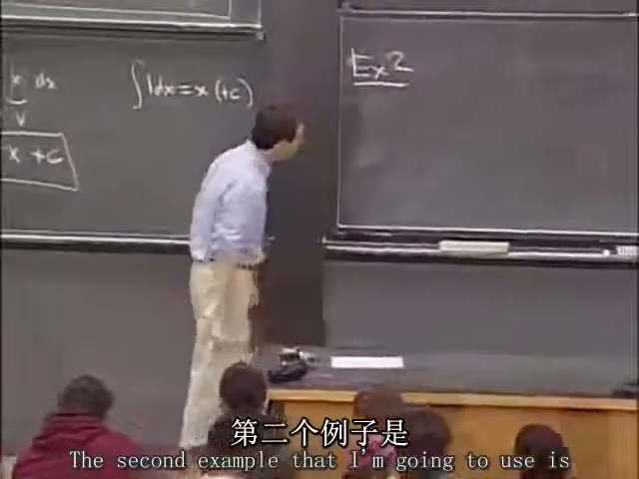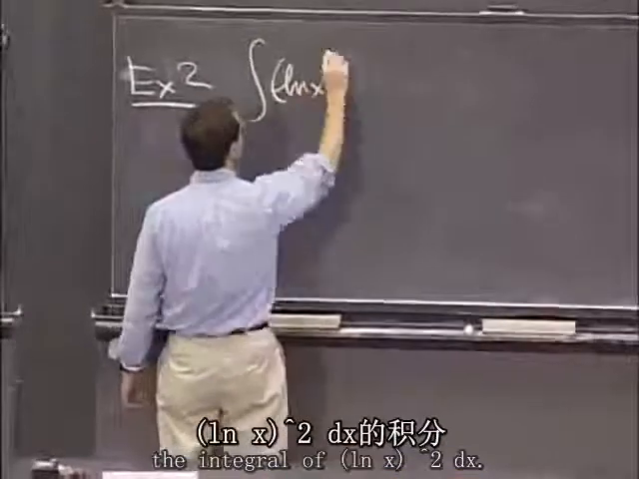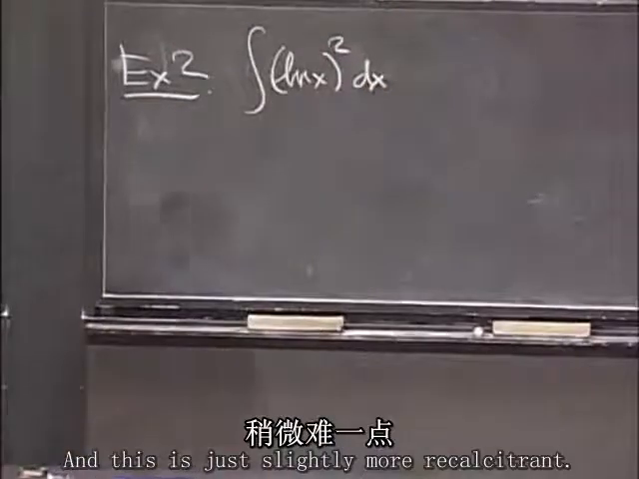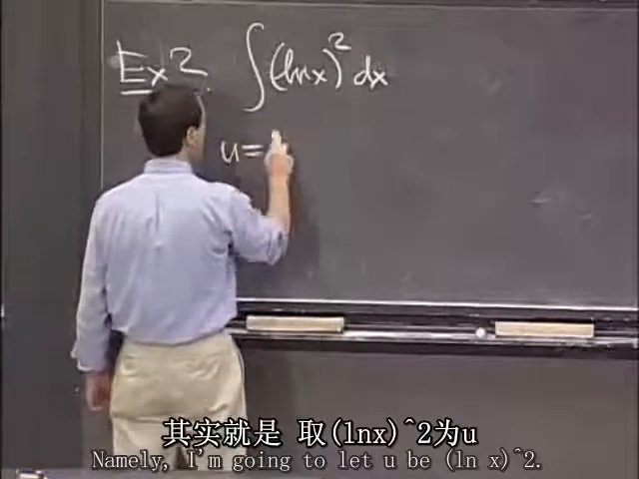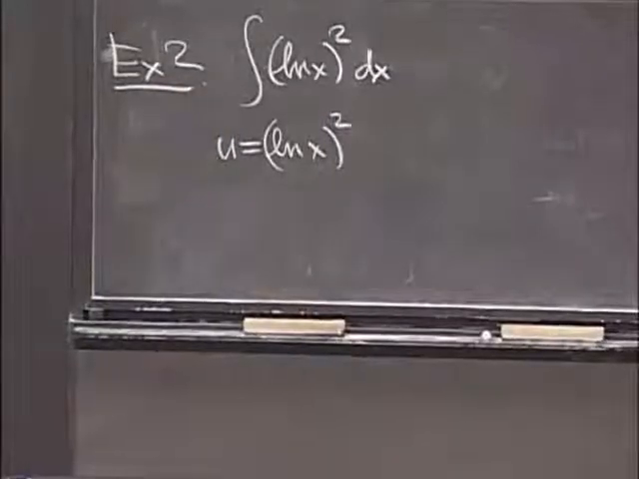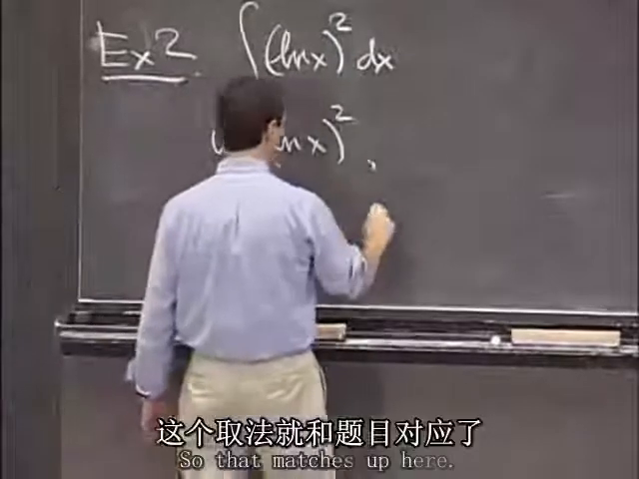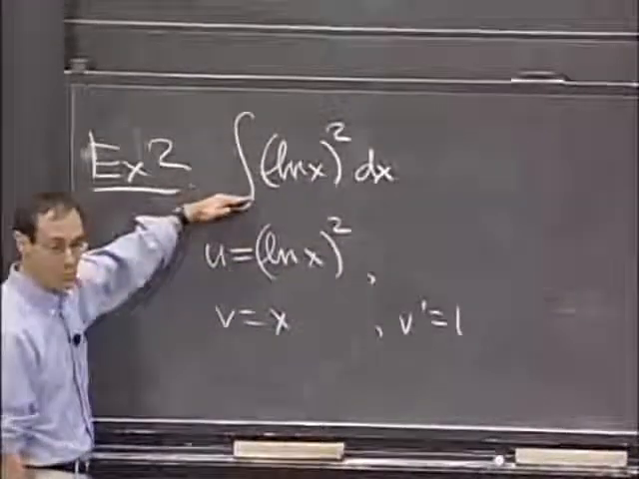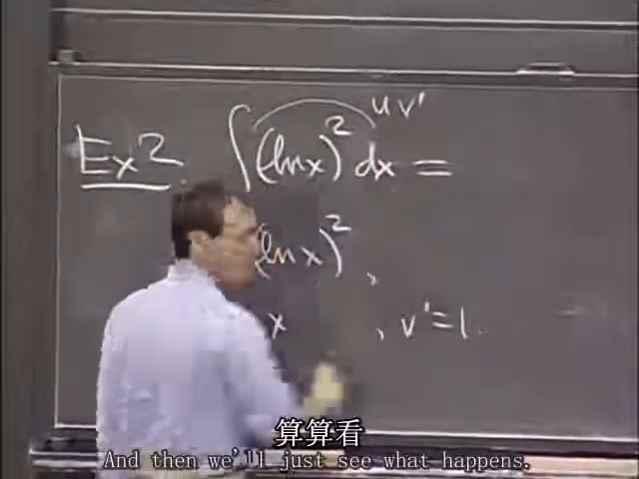The second example that I'm going to use is the integral of log x squared dx. And this is just slightly more recalcitrant. Namely, I'm going to let u be log x, the quantity squared. And again, v is equal to x, so that matches up here. That is, v prime is 1, so this is u times v prime, right? So this thing is u times v prime. And then we'll just see what happens.